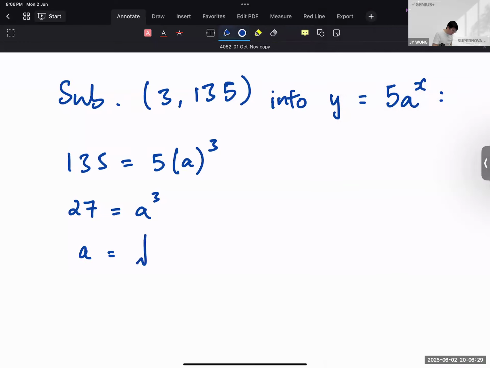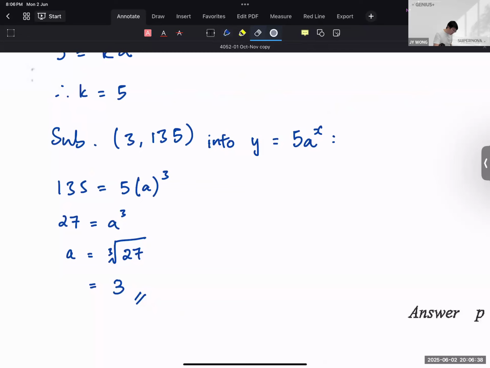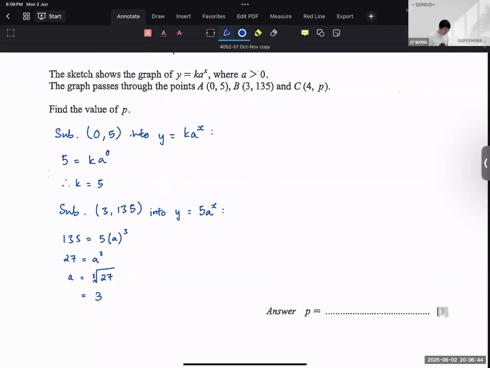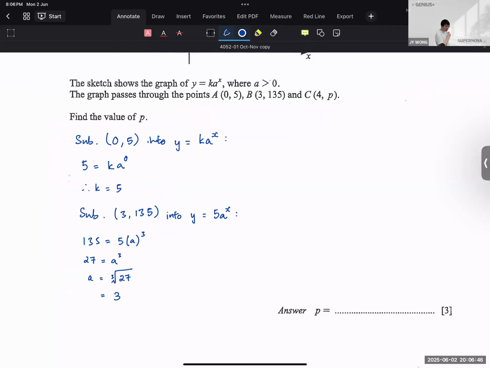Cube root got plus minus or not? Don't have, only even roots have plus minus. Okay, that's not the solution. So now I have found A. That's still not what they want me to find. For finding each of these, I think you get 1 mark. I'm not too sure whether finding K gives you 1 mark, that one I'm not convinced, but I know finding A for sure will give you at least 1 mark.